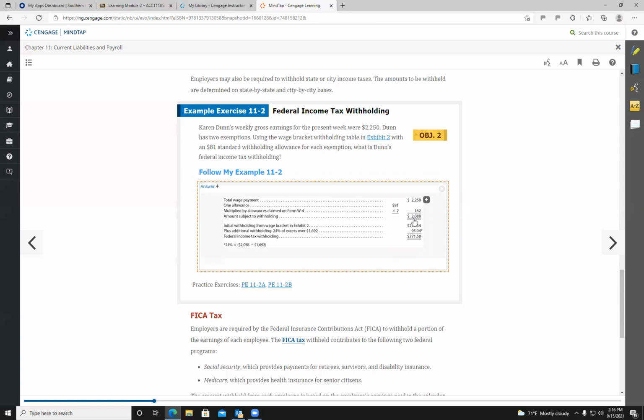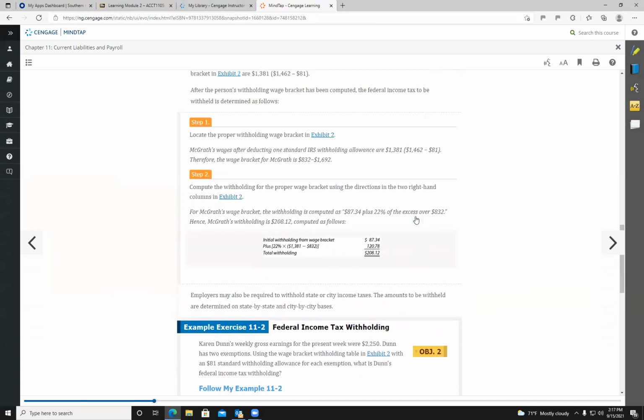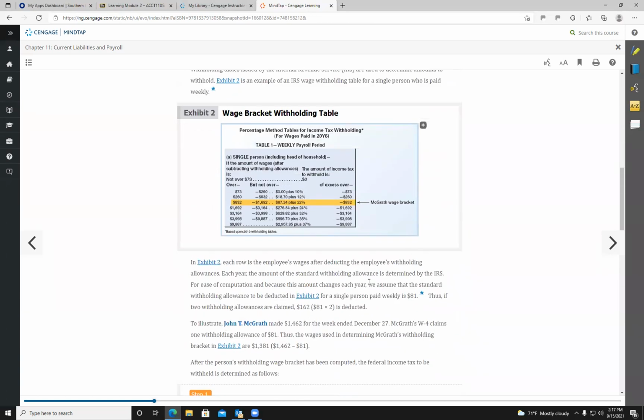Those are her wages after the allowance has been subtracted out. This is the amount we're going to look at in the table to see which wage bracket she falls into. So we scroll back up to that table, and it was $2,088. She's in the next bracket down here. So I'm going to take that $2,088, subtract out $1,692, multiply that by 24%, and then add in the $276.54.